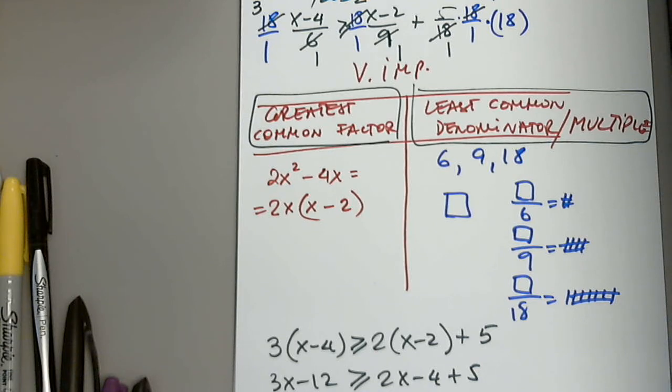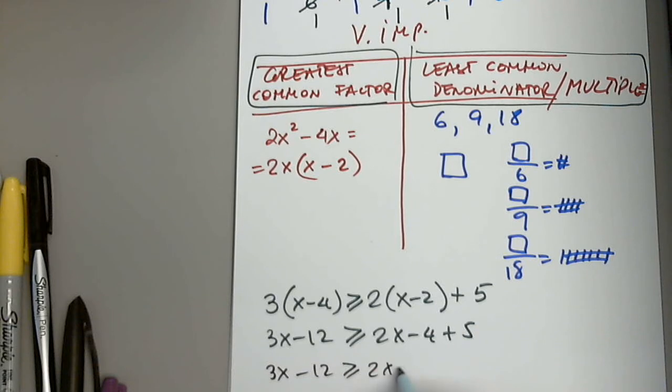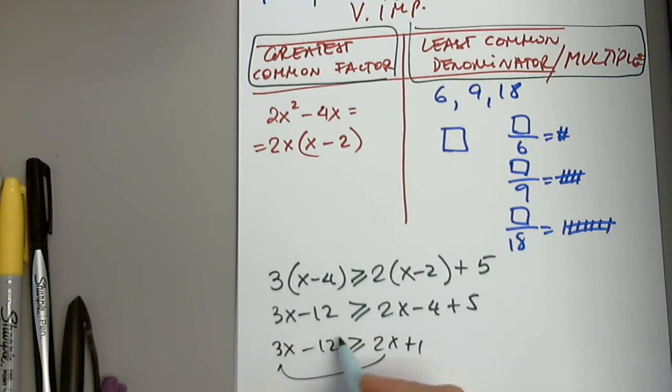I think it's easier if I keep the variable on the left-hand side no matter what. It's just a habit, basically. So 3x minus 12 greater than or equal to 2x plus 1. And yes, I will move this. Remember when we say we move, all we do is change the sign. I have a 3x, but I'm bringing what?